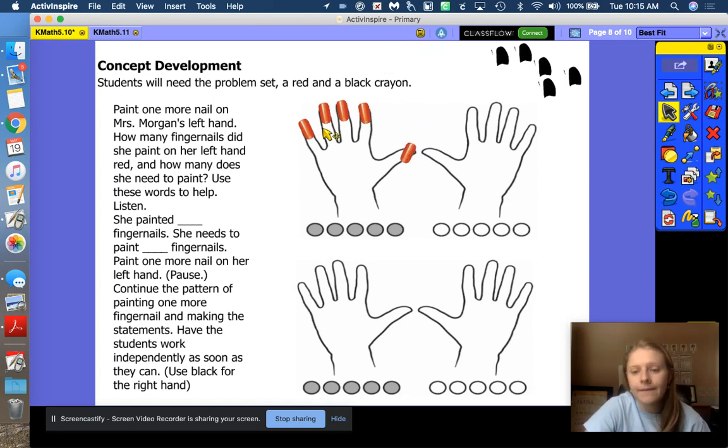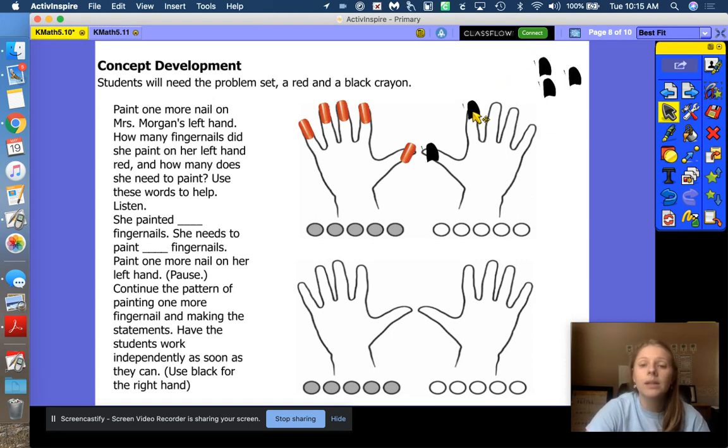Now, how many fingers does she have painted? 5. So say with me, she painted 5 fingernails. Good. She painted 5 fingernails. She needs to paint how many more? 5 more. Good. She needs to paint 5 more. 5 and 1 more is 6. Good. How many did she paint now? 6 fingernails. How many does she need to paint? 4 fingernails. Good. 6 plus 4 equals 10.